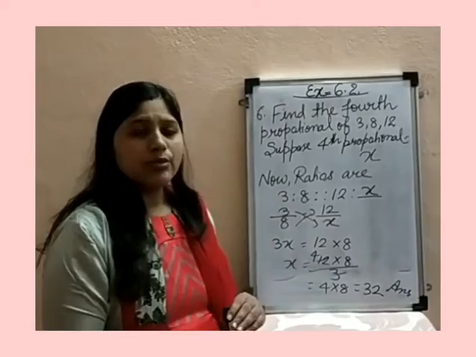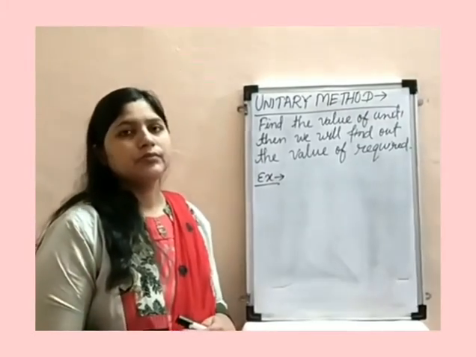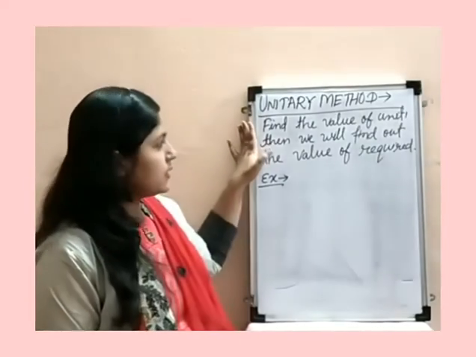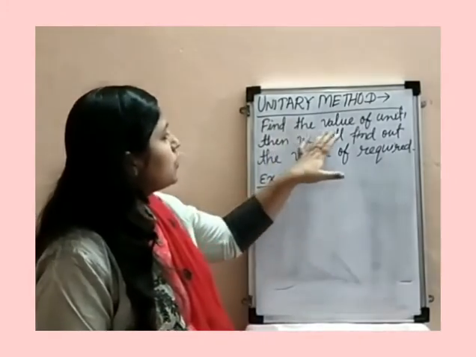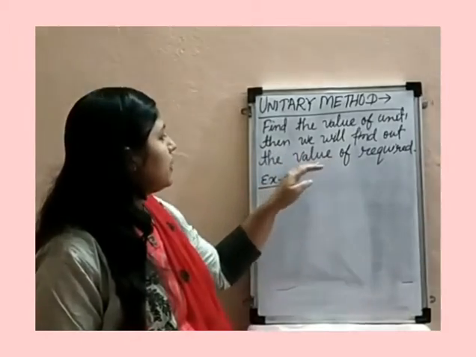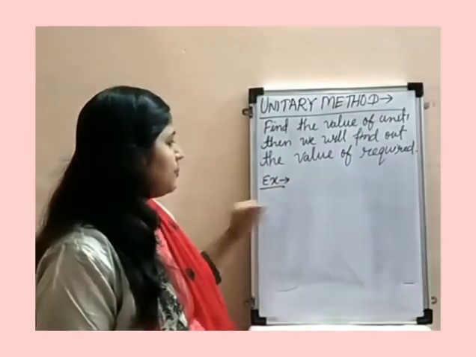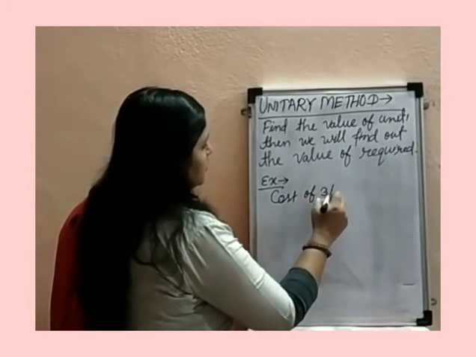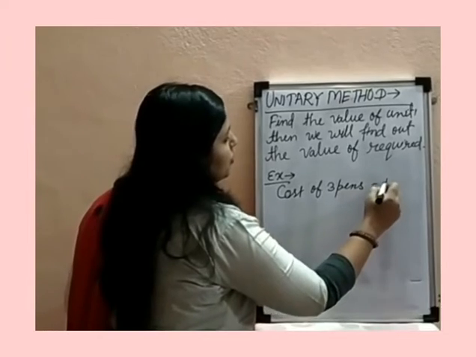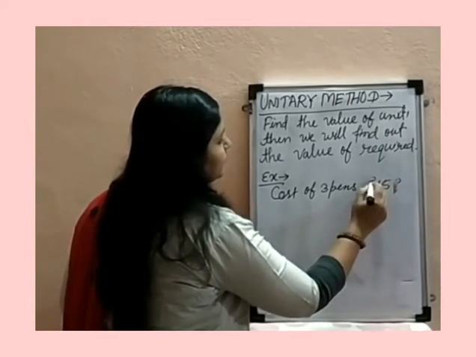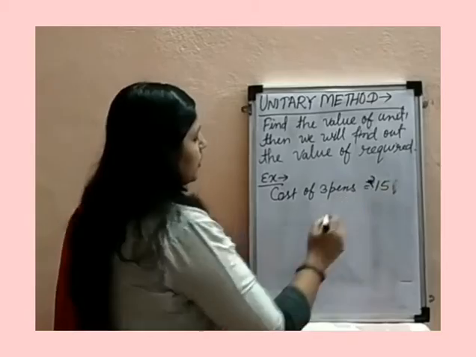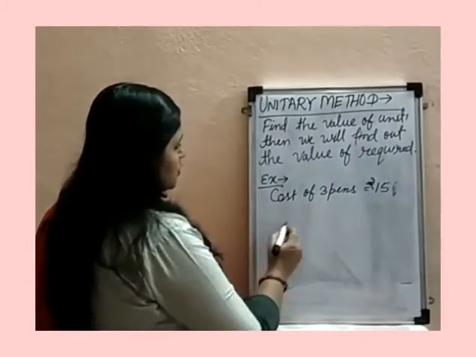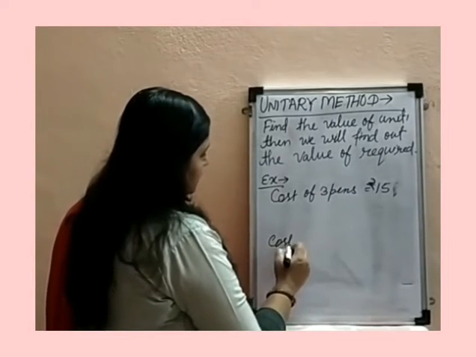Let's understand the unitary method. Our next point is the unitary method. We need to find out the value of the unit, then we will find out the value of the required quantity. For example, the cost of 3 pens is equal to rupees 15. So what is the cost of 5 pens?